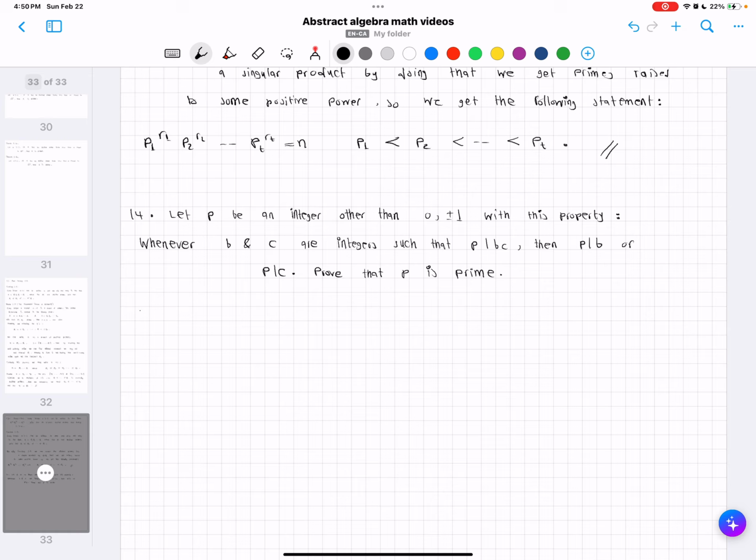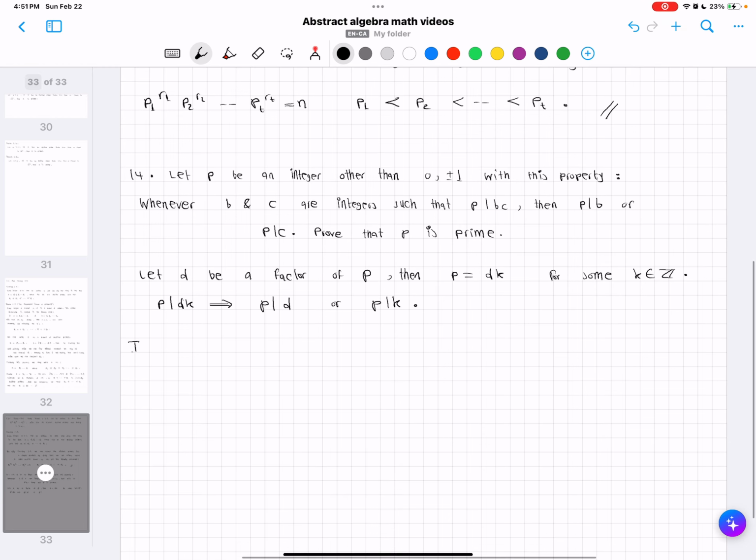Well, let D be a factor of P, then P can be written as D multiplied by K for some K belonging to Z. And then we have that P divides DK. So by the property above, we get that P divides D, or P divides K.